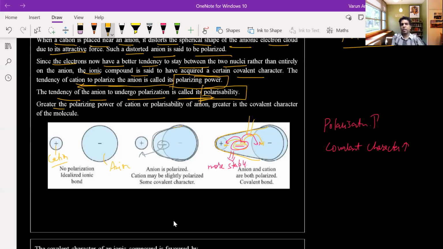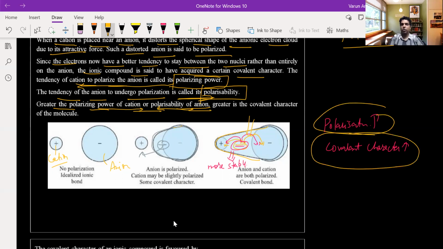Now greater is the polarizing power of the cation or greater is the polarizability of the anion, greater will be the polarization. More is the polarization, more is the sharing of electrons. That means more will be the covalent character. So greater is the polarizing power of the cation or greater is the polarizability of the anion, greater is the covalent character of that molecule.